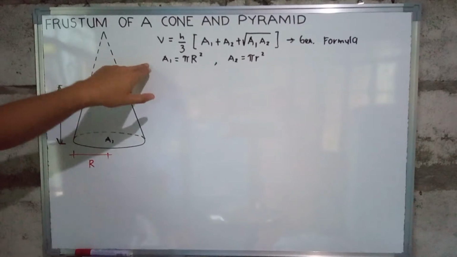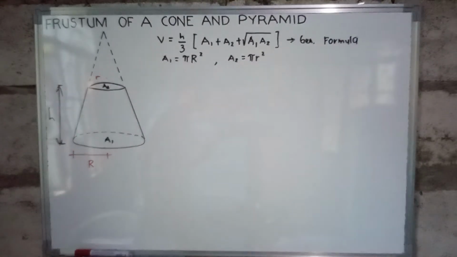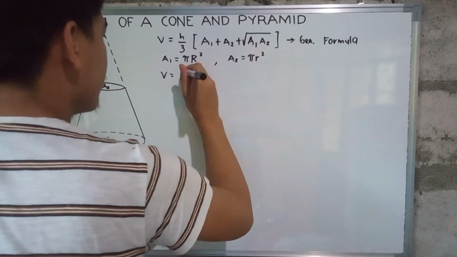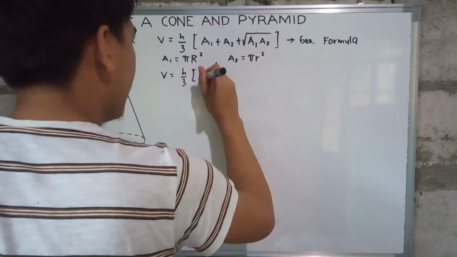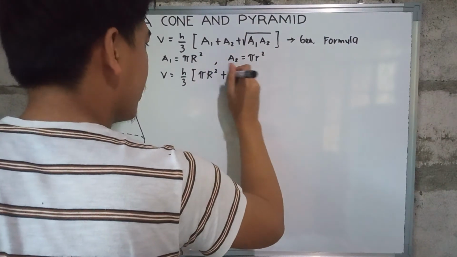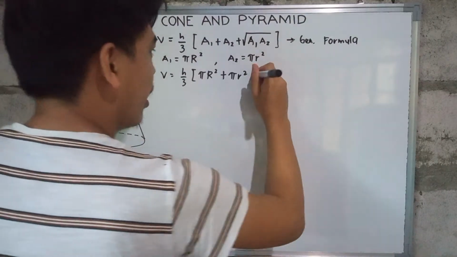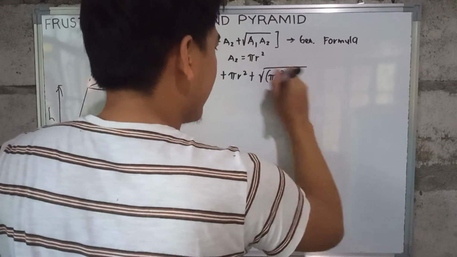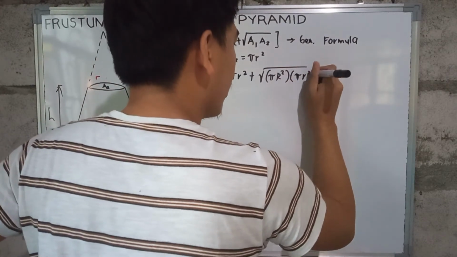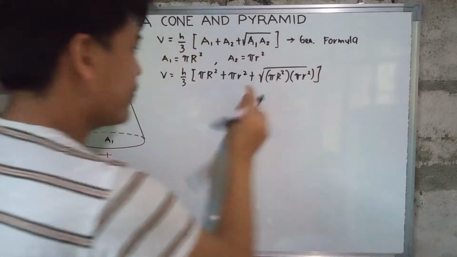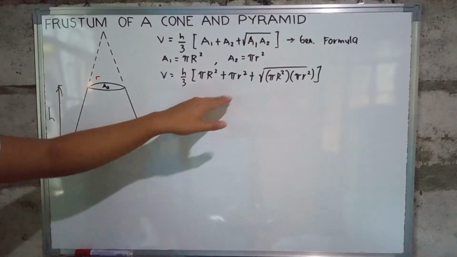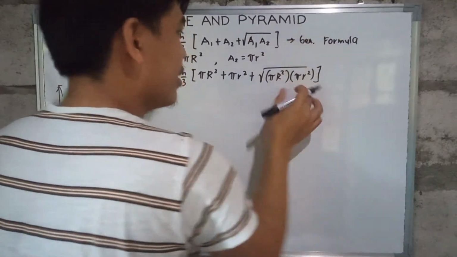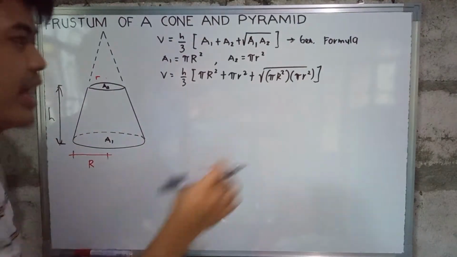So substituting the values of a sub 1 and a sub 2 in the general formula, we will have V is equals to H over 3 times pi R squared plus pi small r squared plus square root of pi R squared multiplied by pi small r squared. So kung isi-simplify natin yan, yung mangyayari is lalabas na yung mga yan.